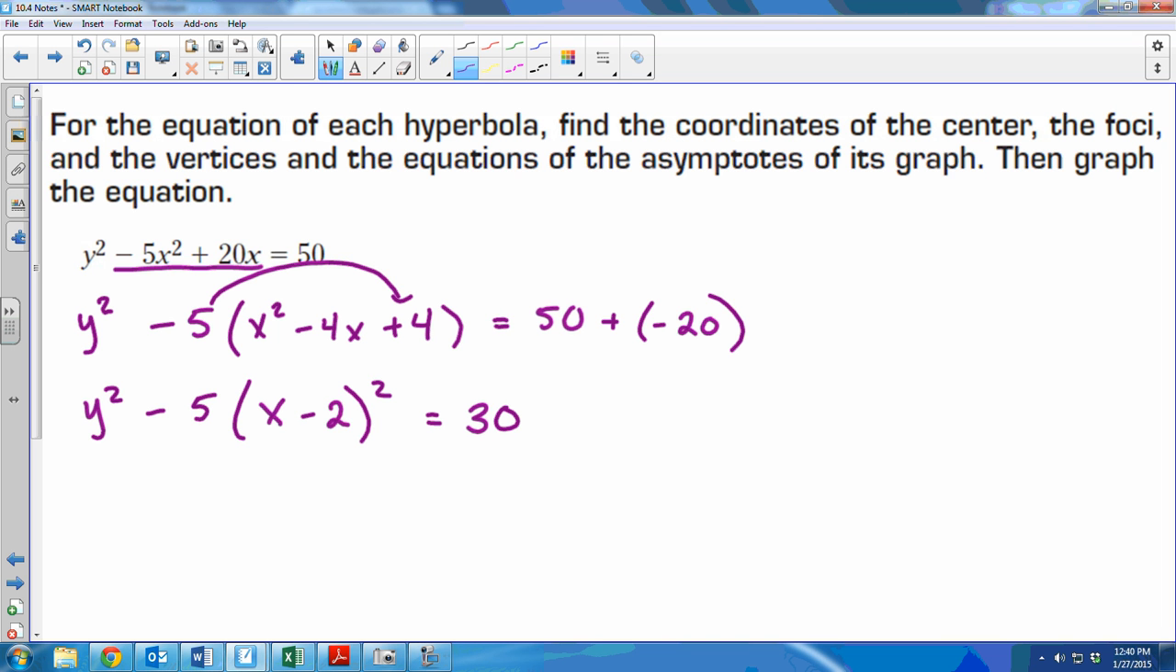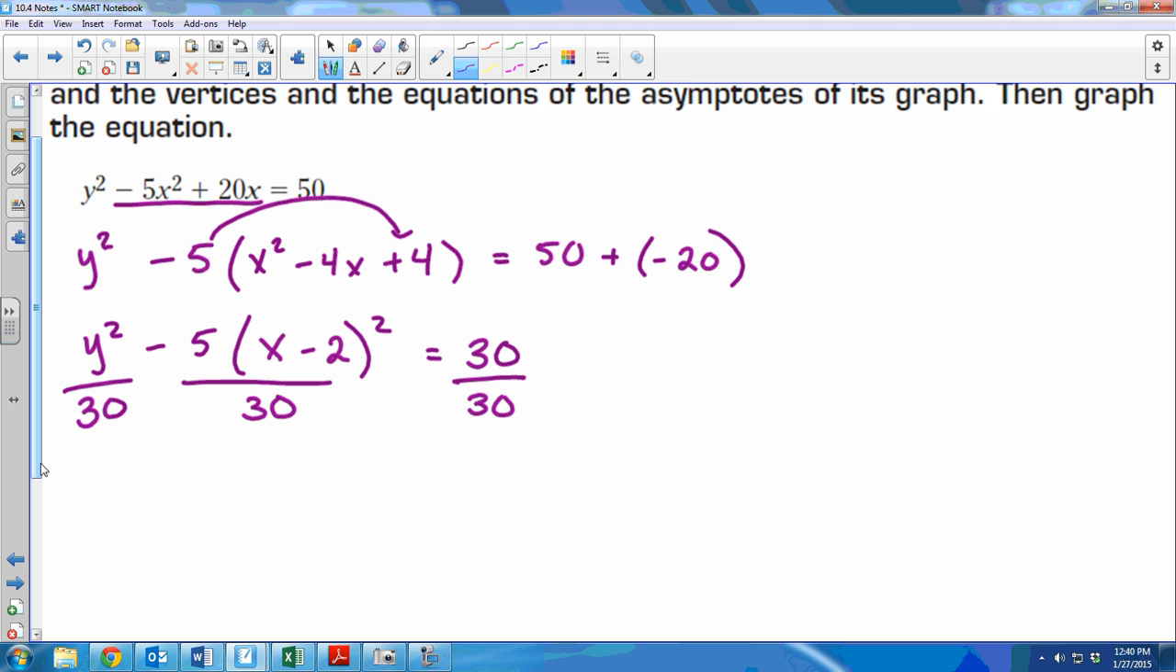And just like an ellipse, the hyperbola equation has to equal 1, so we divide by 30. So we have y squared over 30 minus quantity x minus 2 squared over 6 equals 1. That's fine. Again, very similar to what we did with the ellipse, you just have to watch your negative. That's the only difference.